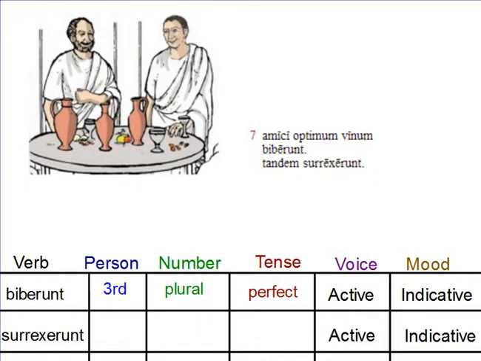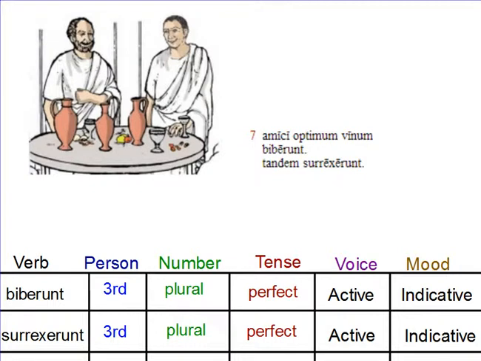Next, let's look at surrexerunt. I see the nt ending, which again indicates to me that this is a they verb, which means third person and plural. I see the erunt and also an x, both of which indicate to me that this verb is also perfect tense. Third person, plural, perfect, active indicative. At last, they got up.